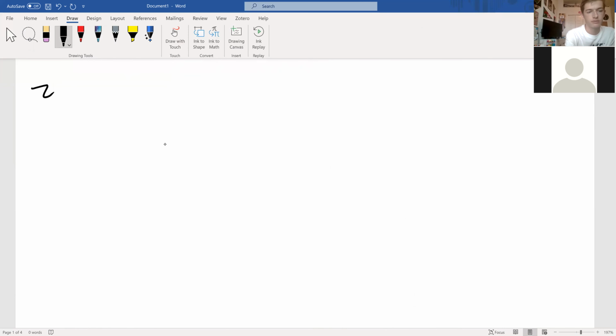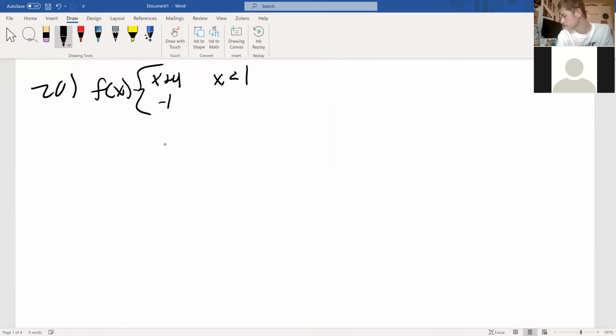So 20. f of x, x plus 4 and -1. X is less than 1. X is greater than or equal to 1. All right. So let me get my graph going.